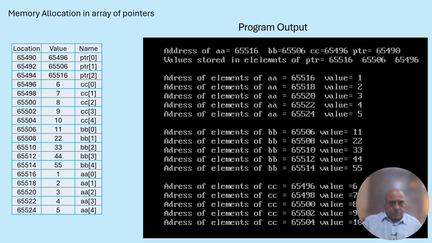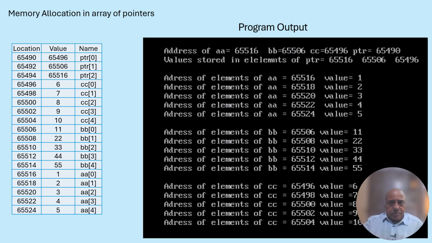Then at location 65492, which is identified as ptr subscript 1, we have the address of the BB array, and 65494, which is the location identified as ptr subscript 2, contains the address 65516, which is the address of the AA array.